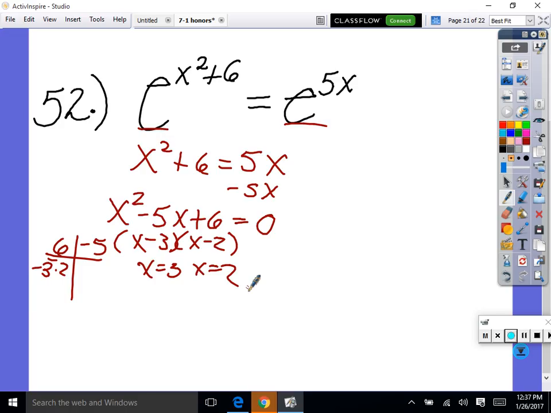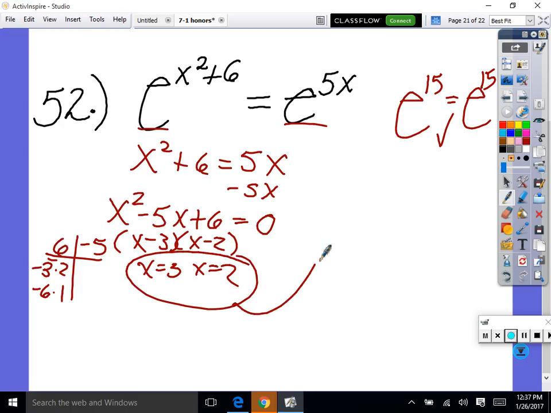-6 and 1, good question. Won't work because that would multiply to be -6. I'm glad you asked. Okay, so we have those solutions, and I went and plugged them back in, and we get e to the 3 squared plus 6, that's 9 plus 6, which is 15, equals e to the 3 times 5 is 15. So we know that one works. You see how to check your answers, everybody? Anytime we want to check an answer, we take our answers and plug them into the original problem.